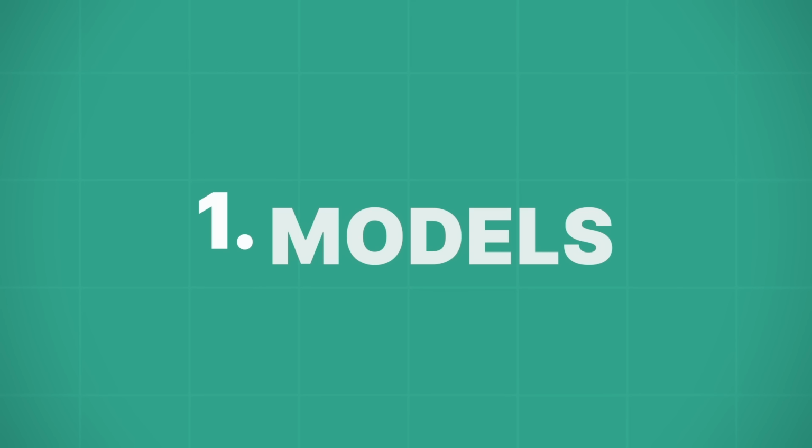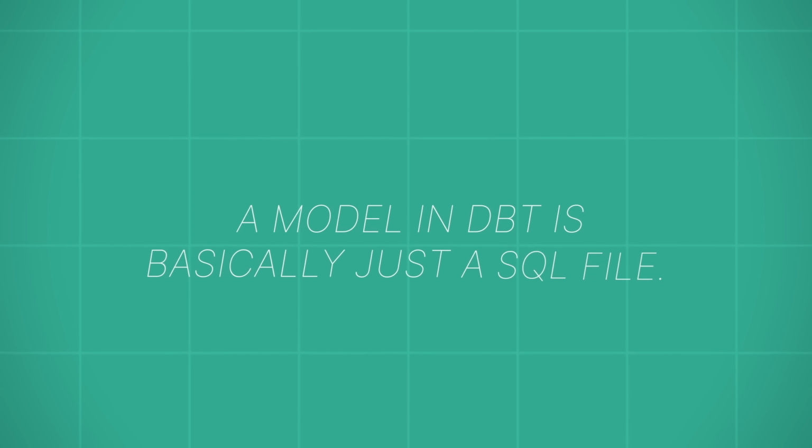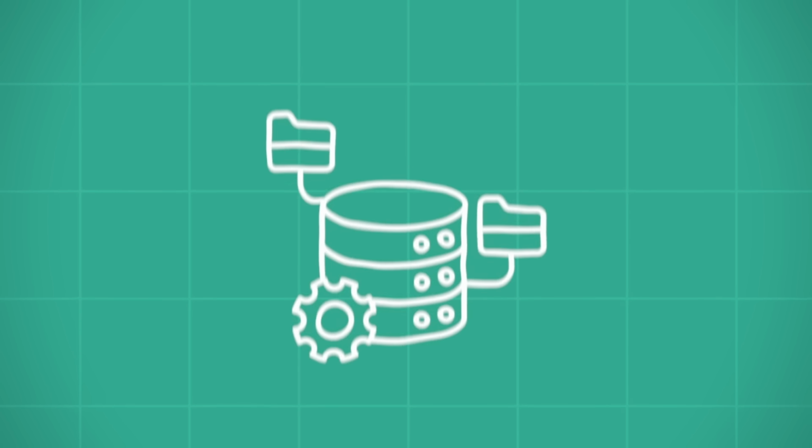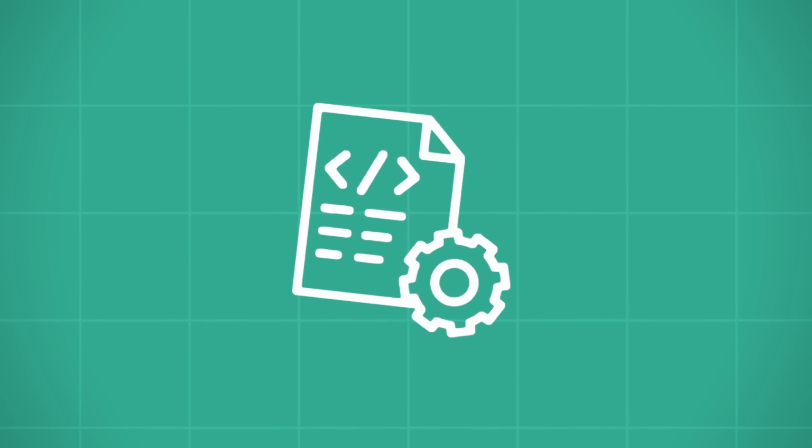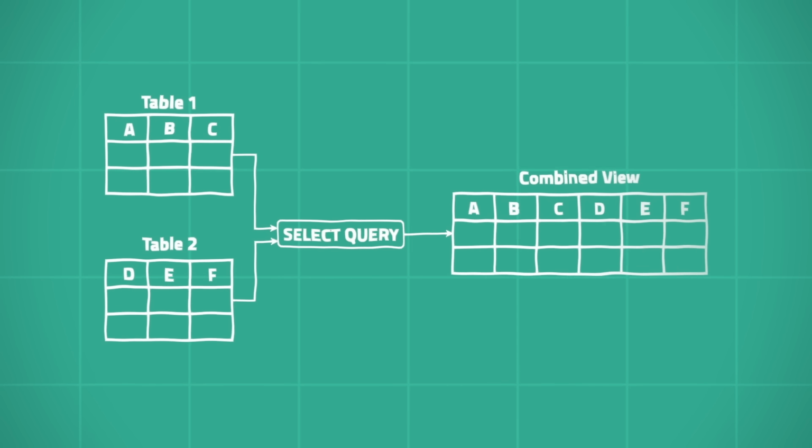The first and most important thing in DBT is called models. A model in DBT is just a simple SQL file. You write a simple select query, you save it as a .sql file, and DBT will run this script and create a view or a table on top of your data warehouse.